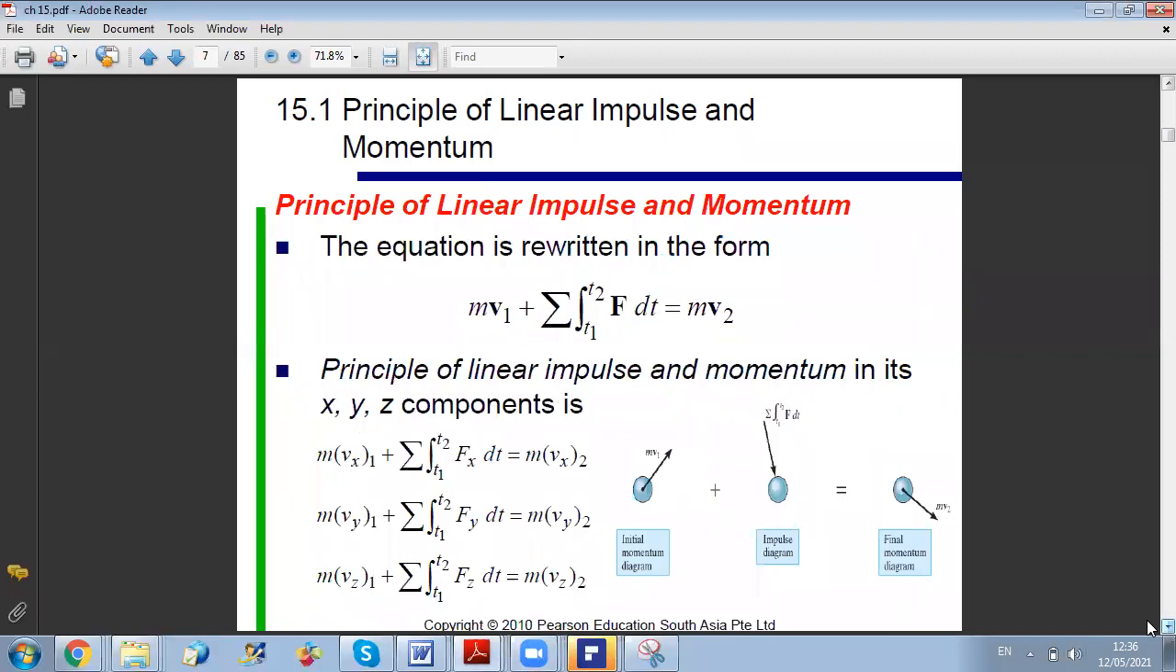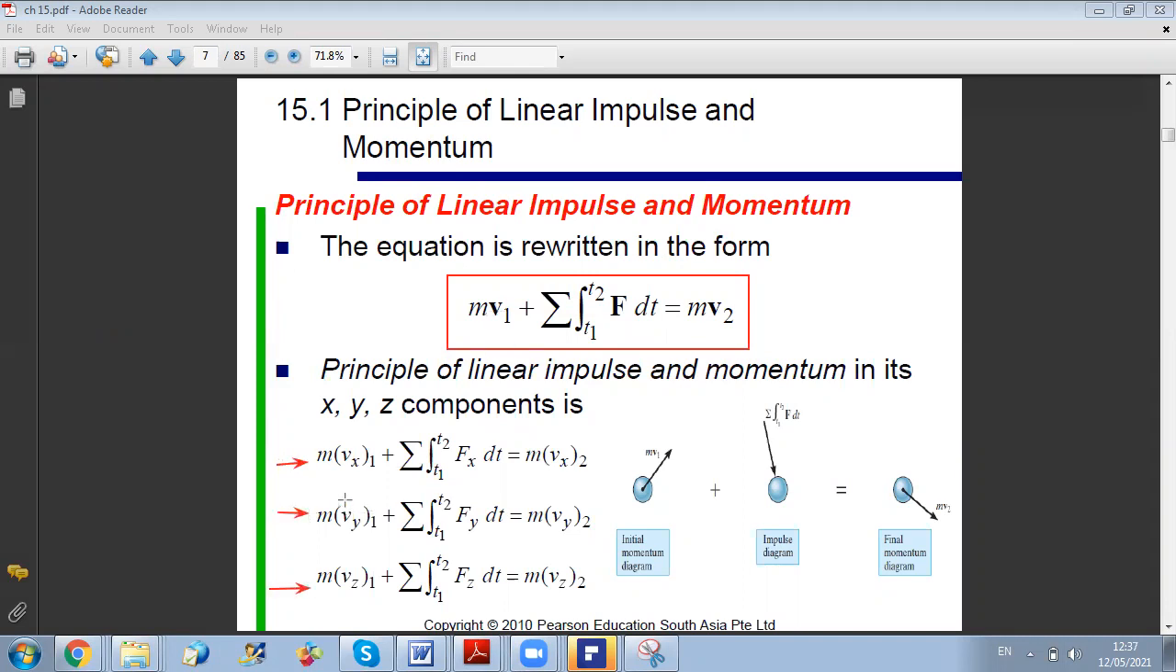Now, the principle of linear impulse and momentum is a vectorial relation. This vectorial relation can be decomposed into x, y, and z. Any vectorial relation can be decomposed into several equations, and therefore you can find several unknowns. Okay, so in case you have a 3D motion, you can decompose it in x, y, and z. The first relation will be mvx at state 1 plus the sum of impulses, which is the integral from t1 to t2 of fx dt, equals mvx at state 2. The same for y and z directions.